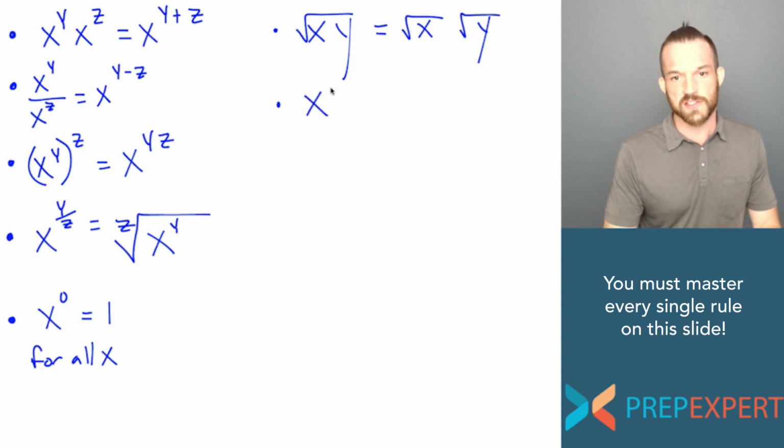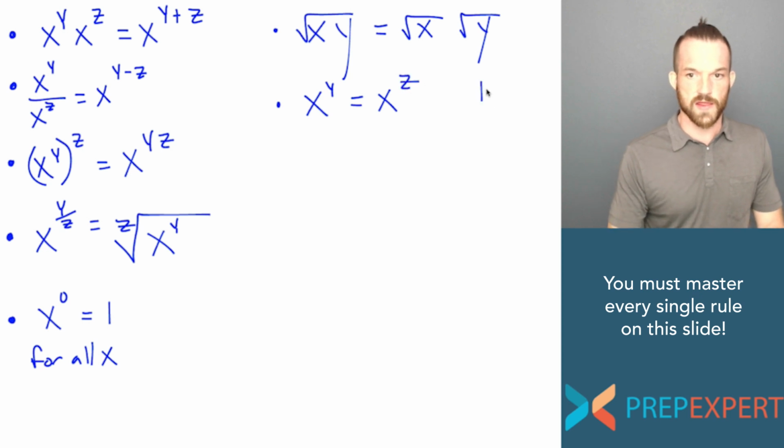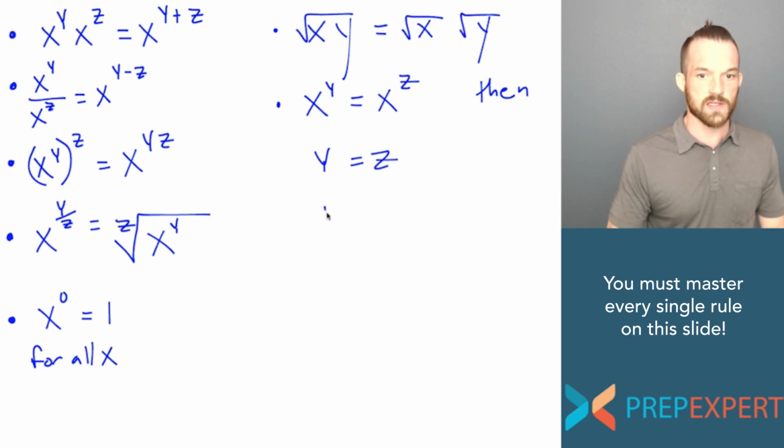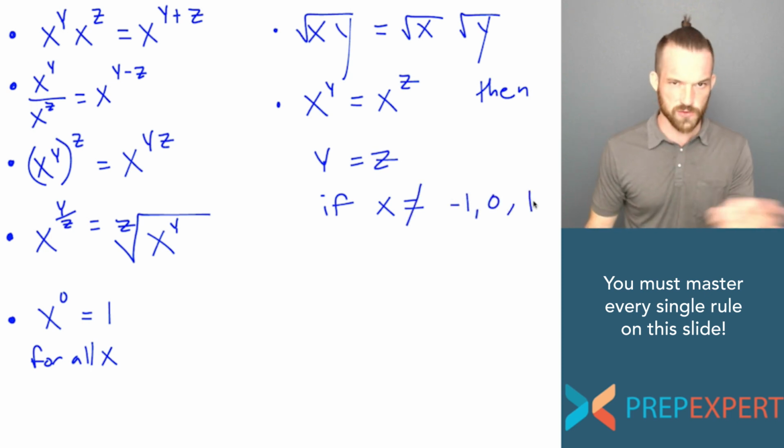If I have x to the y equals x to the z, then I must know that y equals z. Now that's only true as long as x is not -1, 0, or 1. So let me run back through that one more time.